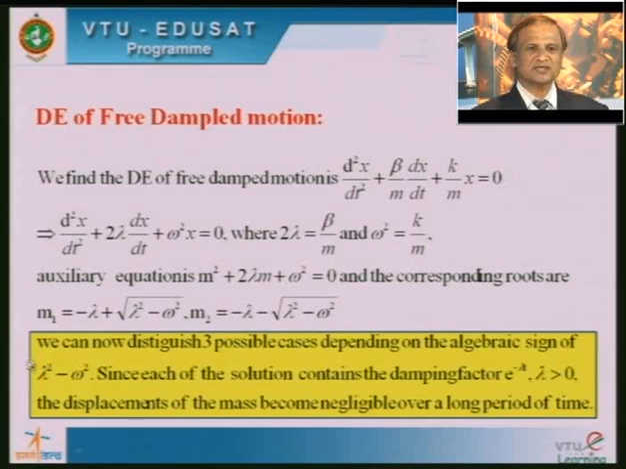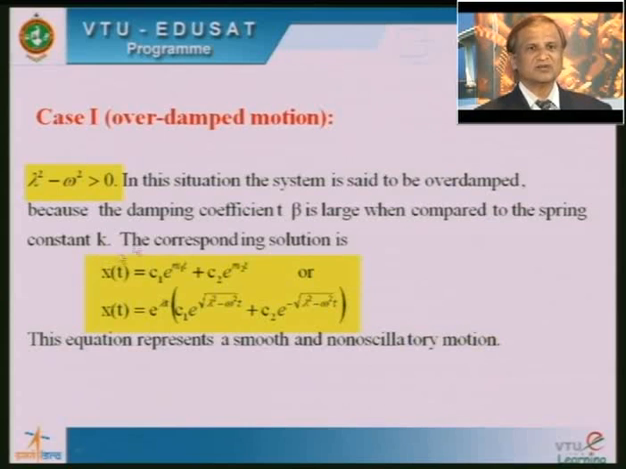So we can take it case by case. Suppose it is greater than 0, what happens? Equal to 0, less than 0. We shall discuss one by one. Now, I have considered case 1 and I have called it an over damped motion. When the value of lambda squared minus omega squared is greater than 0, in this situation the system is said to be over damped.